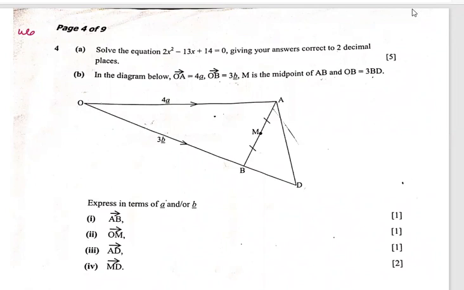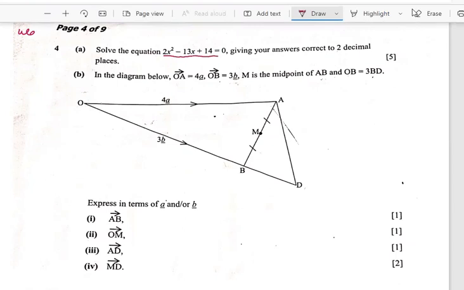Okay, so question 4a reads, solve the equation 2x squared minus 13x plus 14 equals 0, giving your answers correct to 2 decimal places. When you look at this, as you may be aware, this is a quadratic equation. So we are going to use the formula, which is x equals minus b plus or minus the square root of b squared minus 4ac, all divided by 2a. I believe that by now all of us are familiar with this formula.